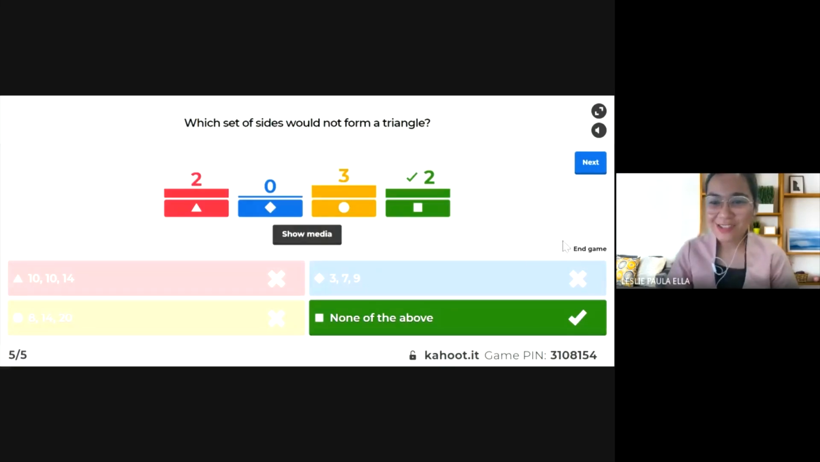Okay. So the correct answer is none of the above. So bakit? Kasi pag inadd po natin any side of this triangle, it will always be greater than the third side, di ba? So lahat po ng given, all of the given answers satisfy the statement of the triangle inequality theorem.